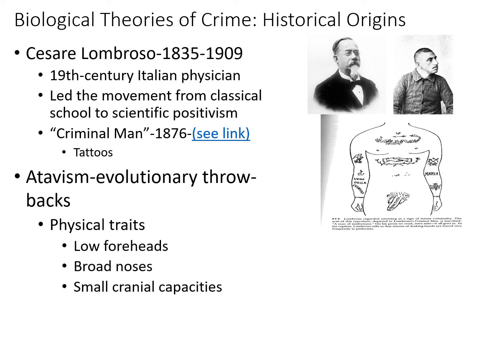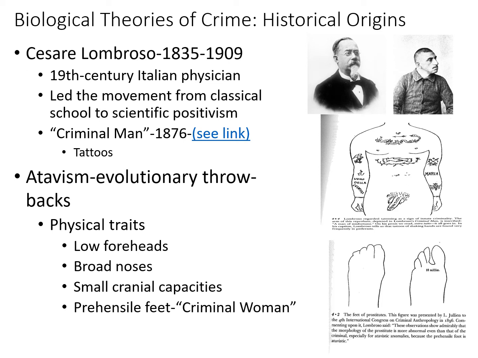He also thought there were physical traits that one could see by just looking at bodies that would indicate what he called atavism, or evolutionary throwbacks, that serious criminal offenders were just not as evolved as the average civil person. Such as low sloping foreheads, indicated in the man up in the upper right-hand corner of the slide, broad noses, and small cranial capacity, so relatively small heads.